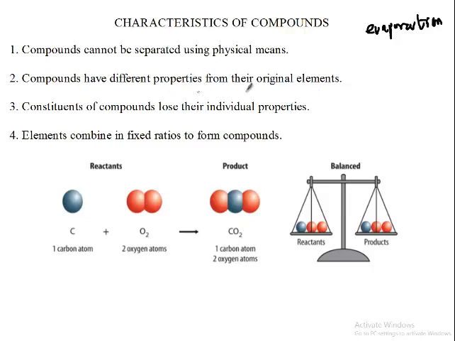Compounds have different properties from their original elements. Here we have one atom of carbon combining with two atoms of oxygen. Carbon has its own properties, oxygen has its own properties. Once they react, we get carbon dioxide. So when you burn wood, wood is made up of carbon atoms. When you burn wood, you're going to get carbon dioxide, which is a gas, and that is different from these two components, carbon and oxygen.